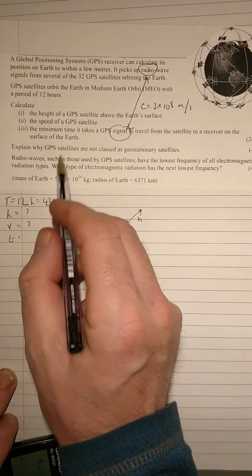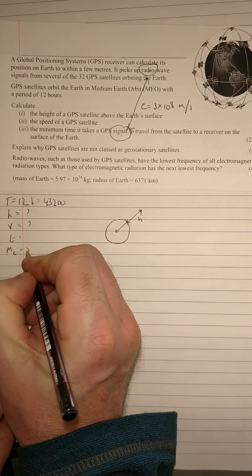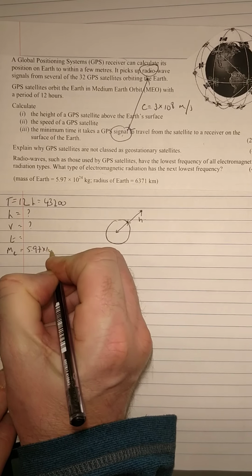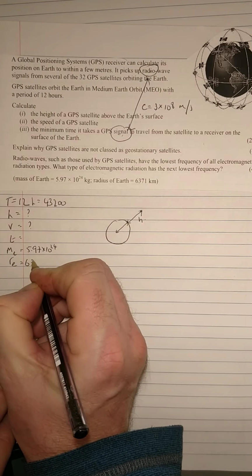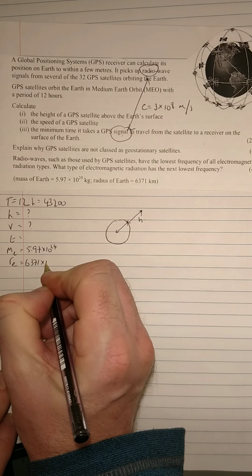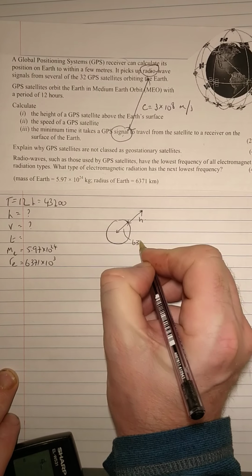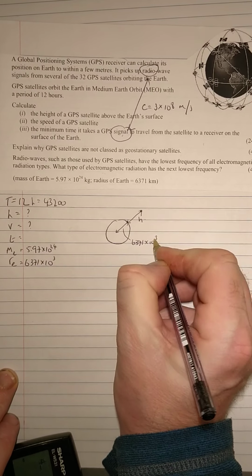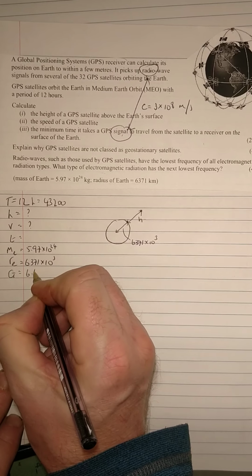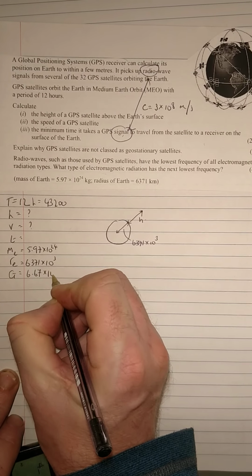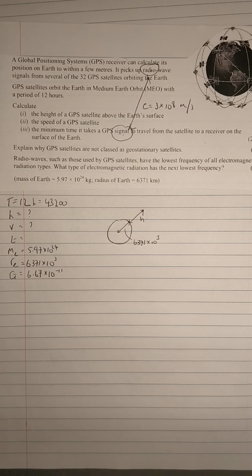Now, it looks like we've been given nothing, but we have been given the mass of the Earth, 5.97 by 10 to the 24, and the radius of the Earth, 6,371 kilometers, so 6,371 by 10 to the power of 3 meters, and I'm going to put that into the diagram as well. And remember, in these questions you always have the universal gravitational constant sitting there in your tables. So there you go.